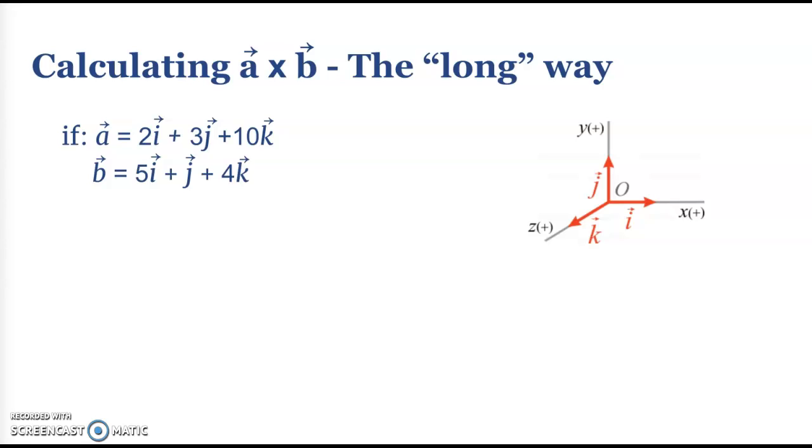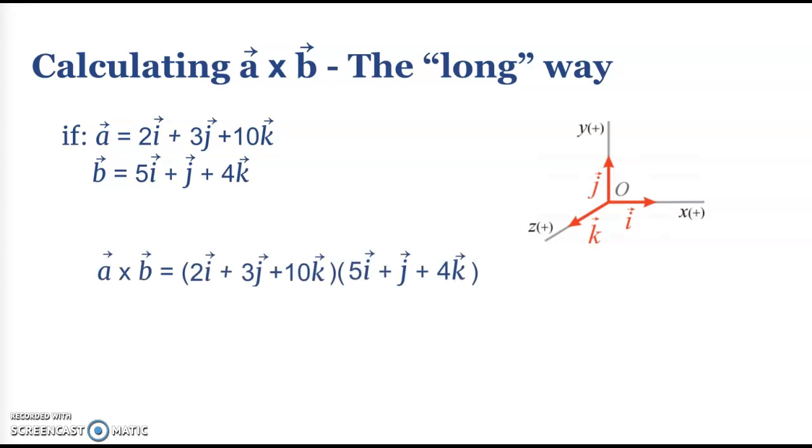All right, so how do we calculate the cross product when we're not interested in unit vectors? So suppose I have two vectors, one is vector A and the other is vector B, and I would like to find the cross product. Well, this is just plain old polynomial multiplication. You're going to multiply vector A times vector B, and you're going to do it with the distributive property. You remember 2i times 5i, 2i times j, 2i times 4k.